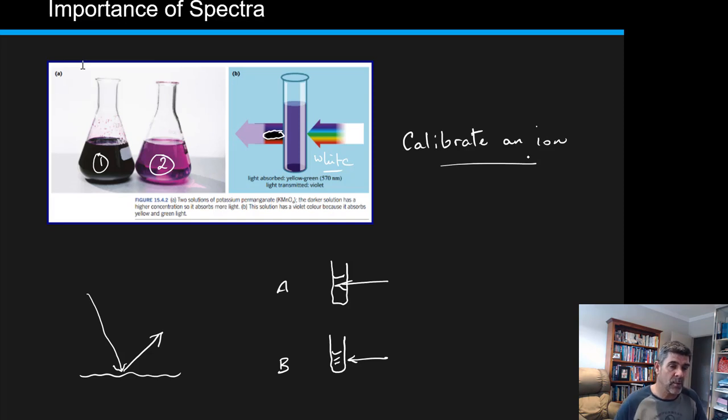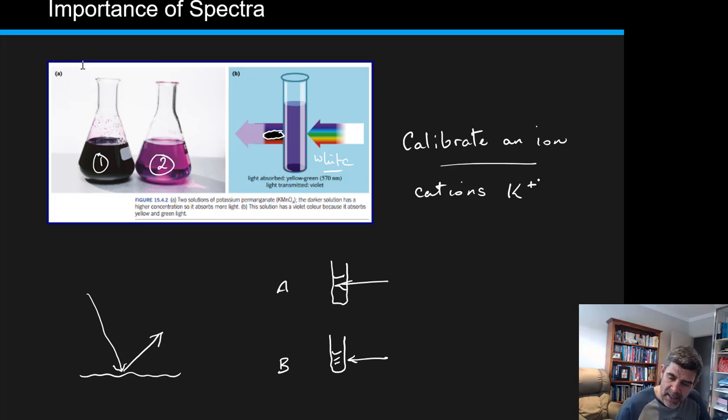In this case, we know that the colors of most solutions are attributable to the cations. So in this case, it would be reasonable to assume that the purple color has something to do with the presence of potassium ions in the solution, and maybe that the potassium ion concentration is affecting the depth of color that we see. And so that's something that we could investigate.